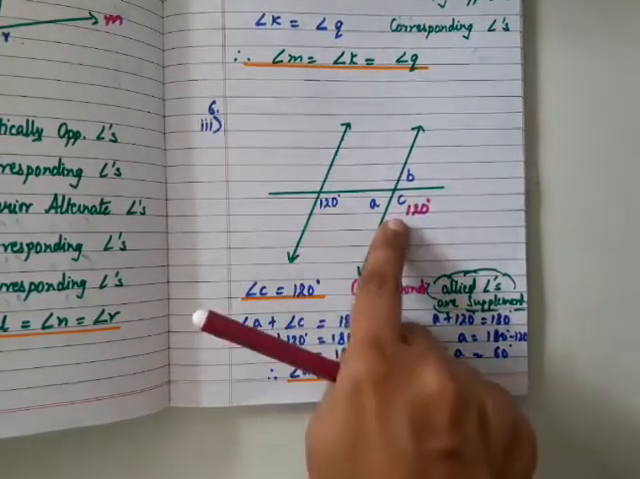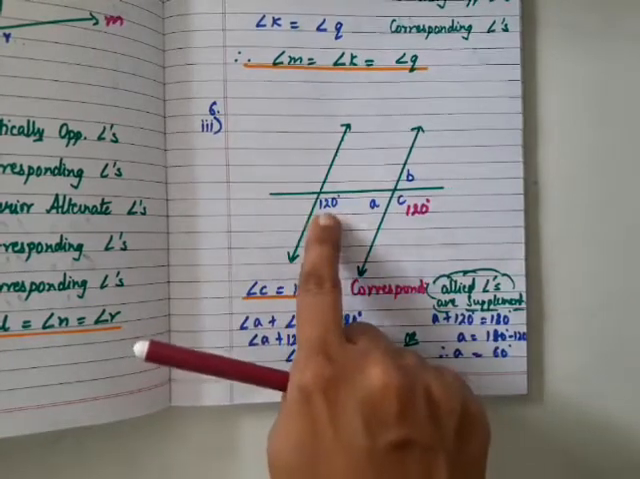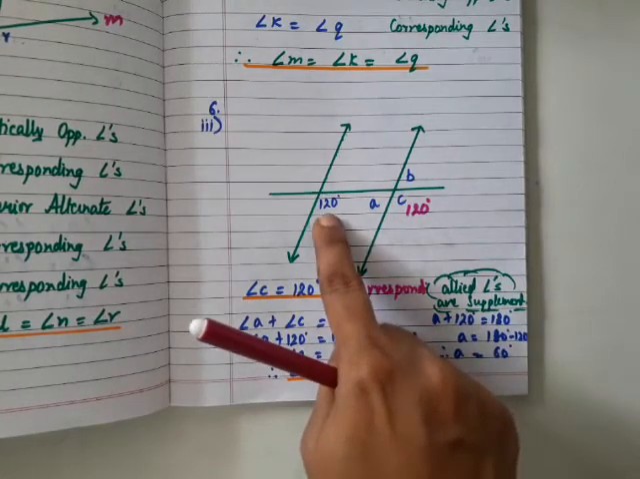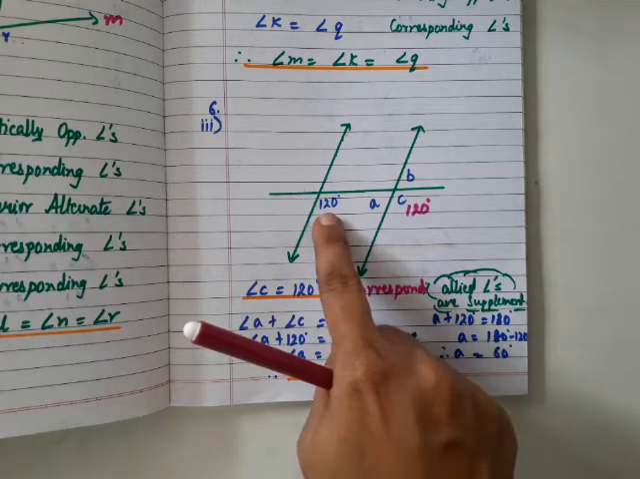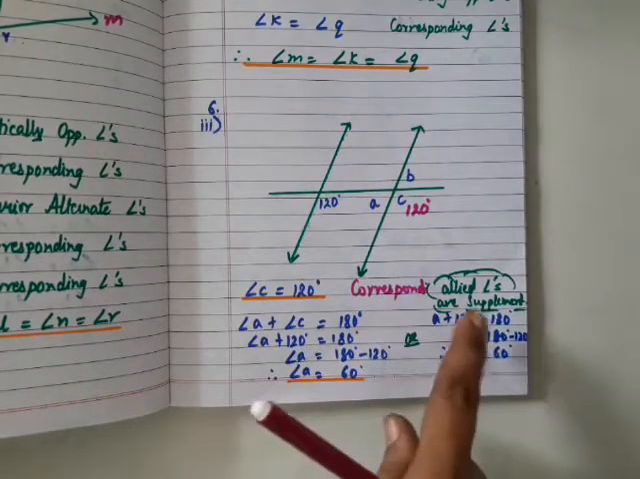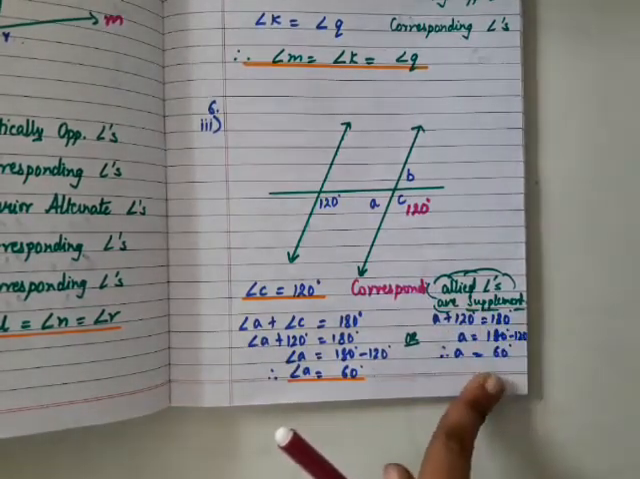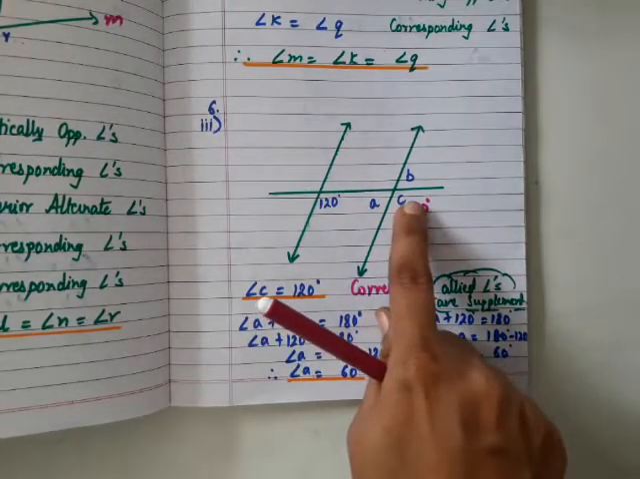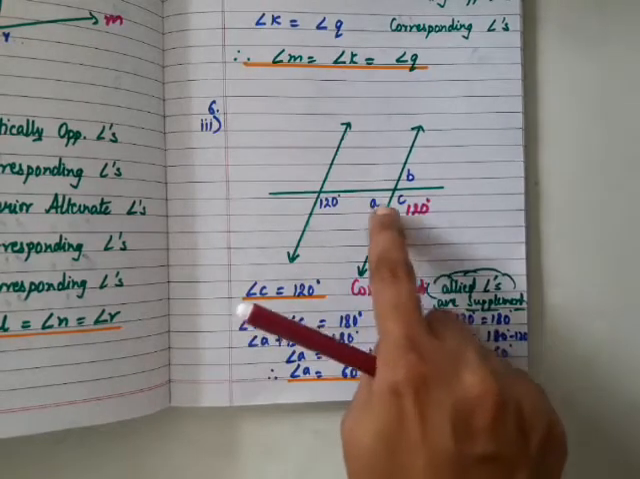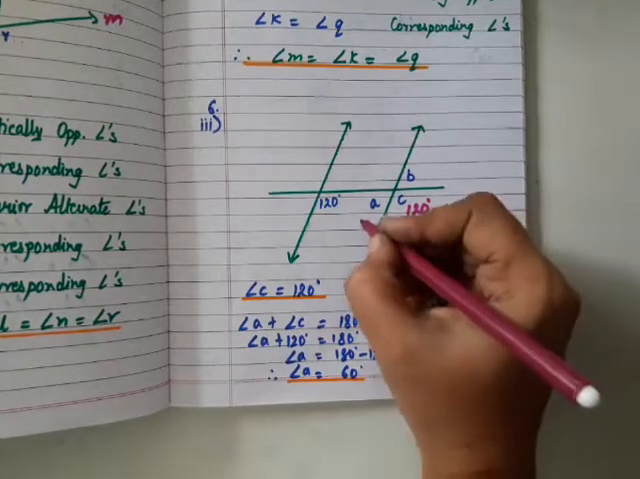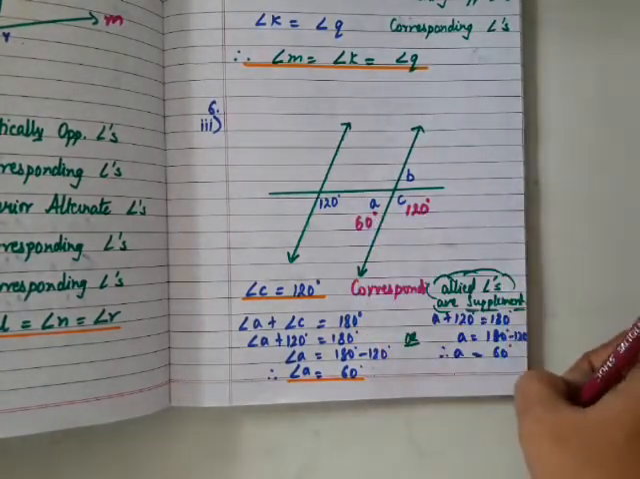If you see these two lines are parallel and this is acting as a transversal, angle A and 120 are supplementary angles. Why are they supplementary? Because they are co-interior angles or allied angles. Allied angles are supplementary in parallel lines. So 120 plus A equals 180 degrees. So that way you can find the measurement of angle A. Or the other way is, A and C, they are a linear pair. They lie on the same line. So A plus C equals 180 degrees. That is nothing but A is 60 degrees. Now you have found out the measurement of A as 60.